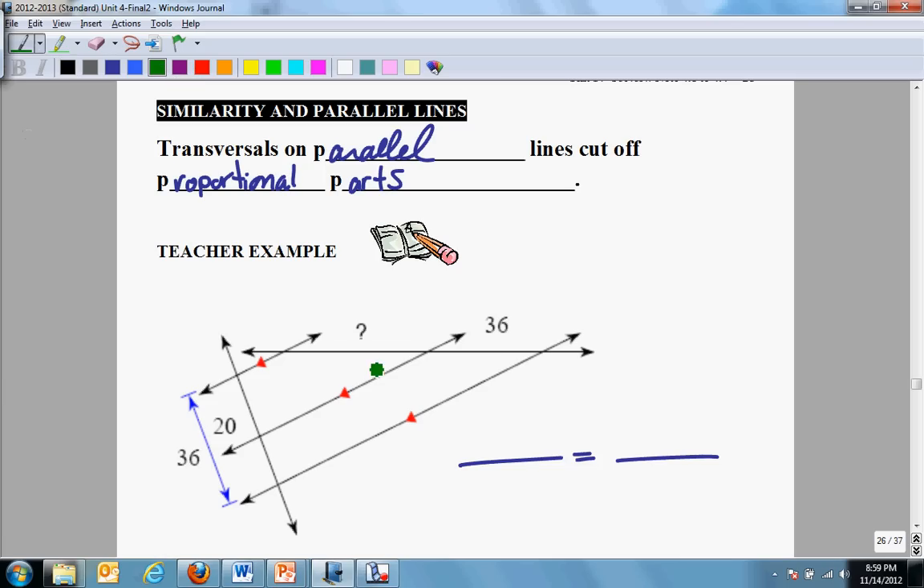For example, let's look at what we're given over here. We're given 20, and then we're given the long segment 36. So if we come over here, and then here, because we have 20 and 36, we can find this segment, which is 20 from 36, which of course is 16. Now once we have 16, we can make a ratio. We can go 20 over 16, equals the mirrored image on the other side, which is unknown over 36.